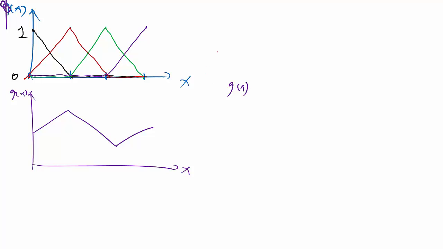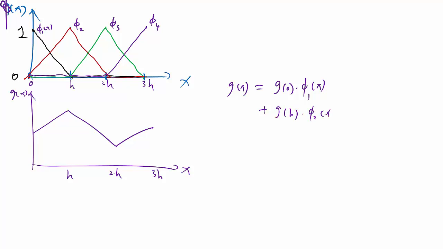So for any function g of x, let me say this is 0, this is h, this is 2h, this is 3h. It is equal to g of 0 times phi1 of x. So phi1, phi2, phi3, phi4 are these functions, plus g at h times phi2 of x, plus g of 2h times phi3 of x, plus g at 3h times phi4 of x. Right? Because this is the value of g at 0. g0 times phi1 of x would be a function like that. Right? This would be the value of g0 times phi1 of x, which has the value of 1. If you scale it by g0, I would get a function like that.